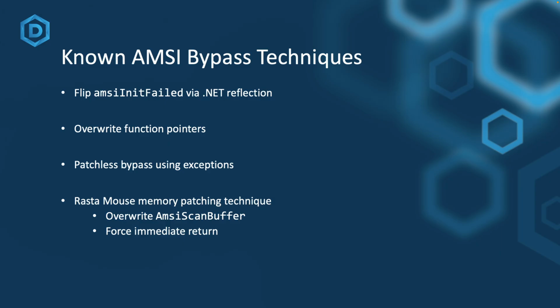Some of the known techniques are flipping the AMSI init failed flag via .NET reflection, overwriting function pointers, and doing a patchless bypass just by using exceptions. And then what we focused on in this was Rasta Mouse's memory patching technique, where you are targeting the AmsiScanBuffer. You're trying to overwrite that and then force it to return out of the program running in memory.